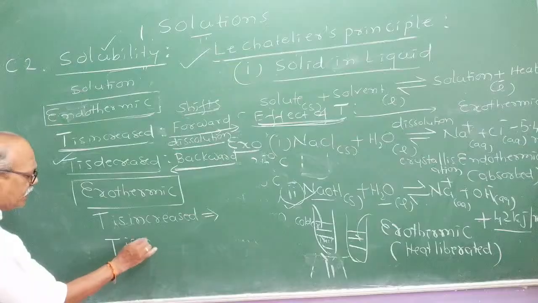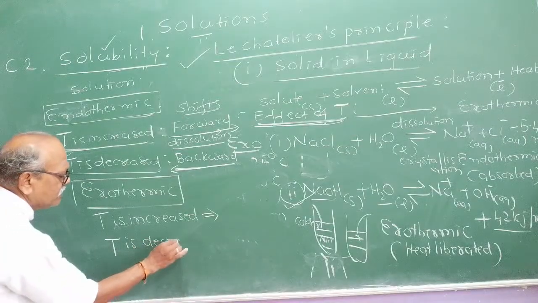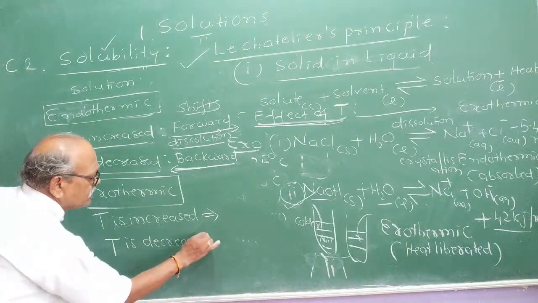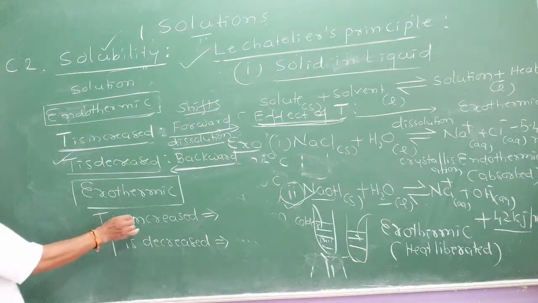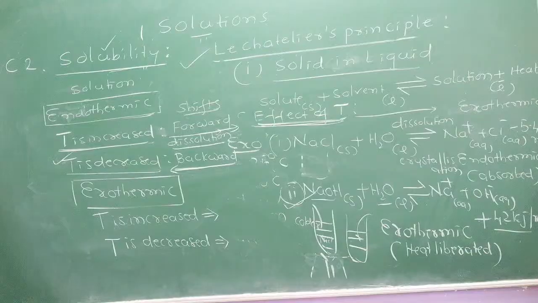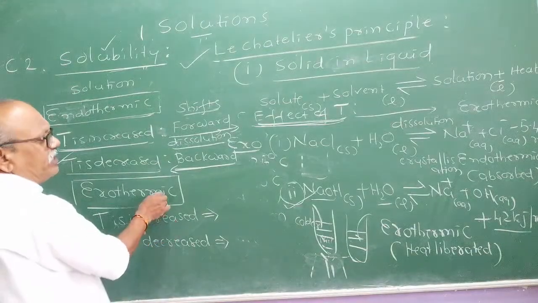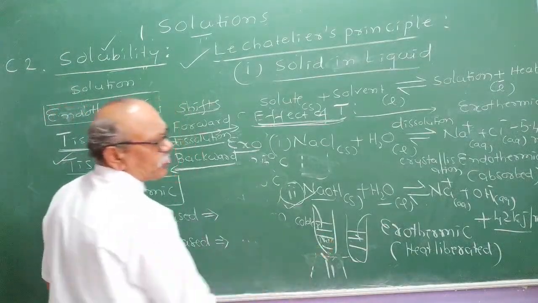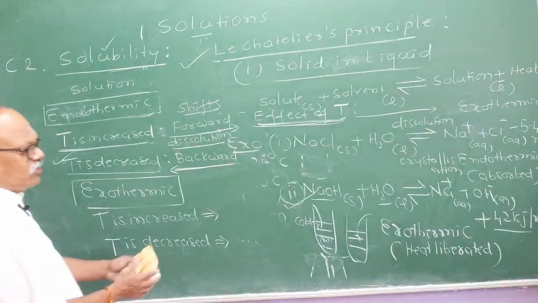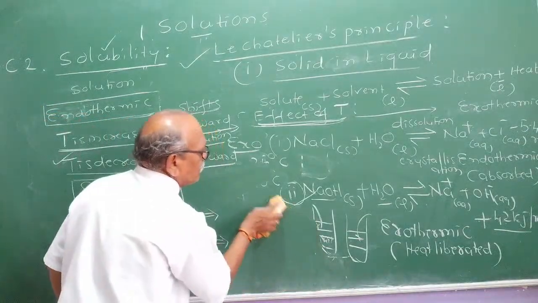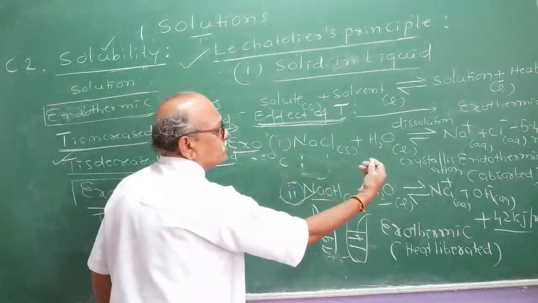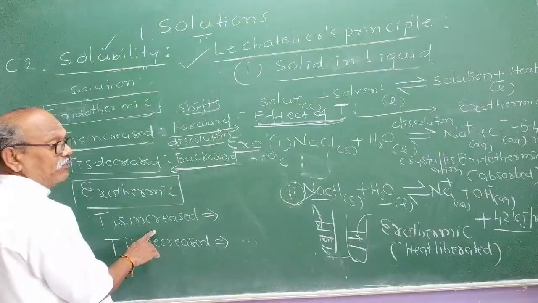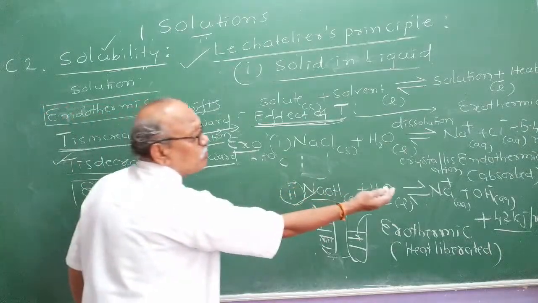Temperature is decreased. Now, guess. If you understood the concept, guess it. If the temperature is increased, if the reaction is exothermic, and temperature is increased, what do you expect? See, the forward reaction is exothermic. When the temperature is increased, the backward reaction will be what?